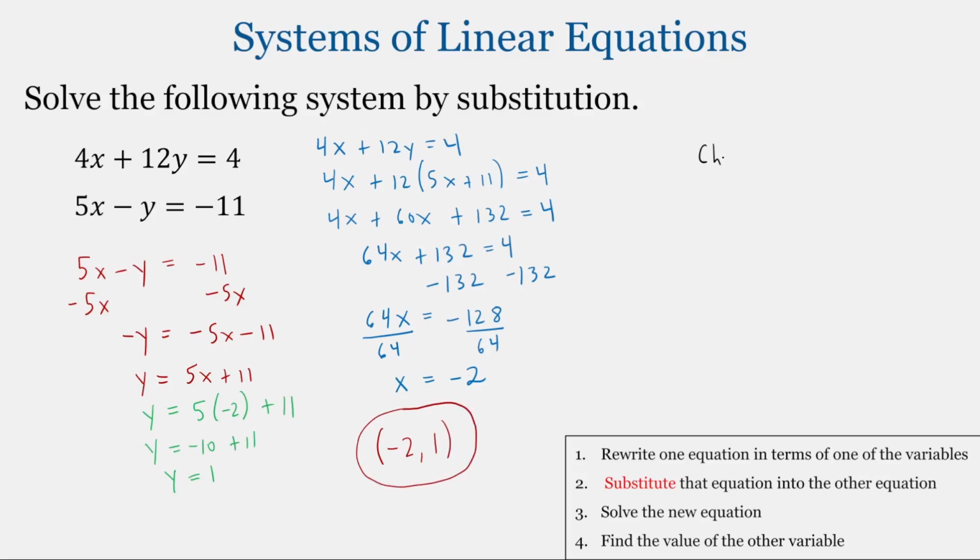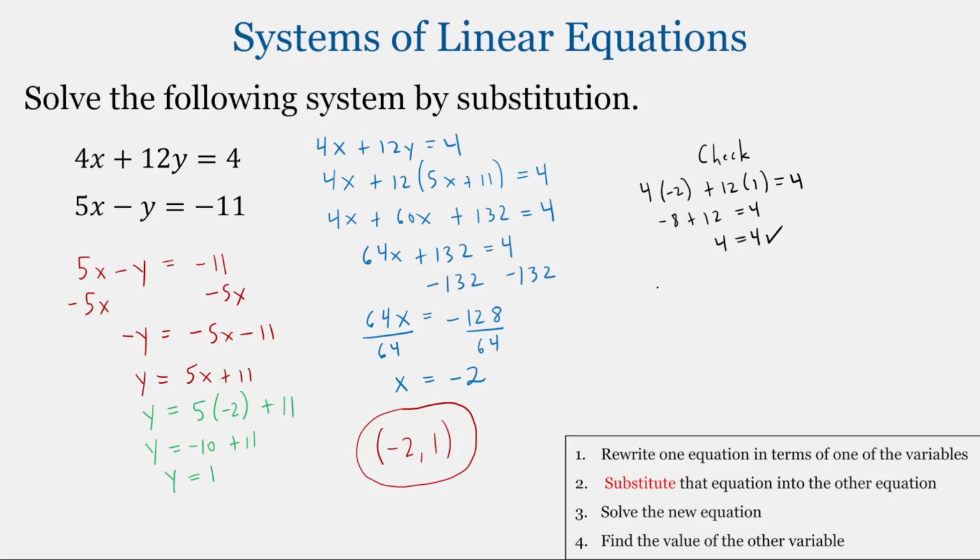Now let's check that answer. So we're going to take that first equation, 4x plus 12y equal to 4. Wherever there's an x, we'll plug in a negative 2. Wherever there's a y, we'll plug in a 1. We should end up with a true statement. So this is negative 8 plus 12 equal to 4. And then negative 8 plus 12 is 4. So we have 4 equal to 4. That is true. So that ordered pair is a solution to the first equation.